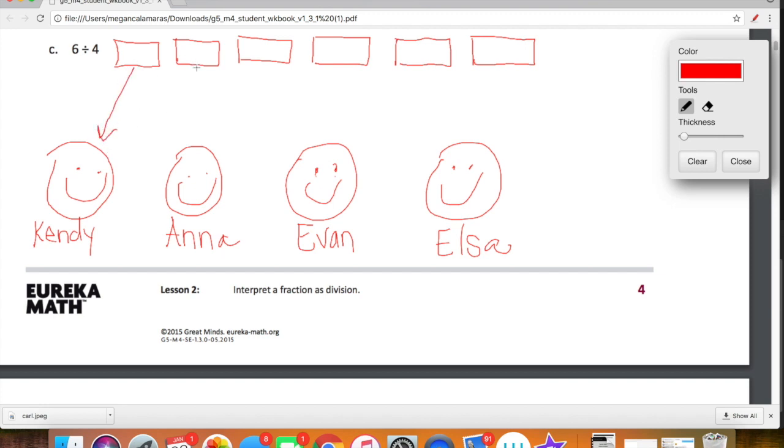So Kendi, you get 1. Anna, you get 1. Evan, you get 1. And Elsa, you get 1. So these graham crackers have been distributed.